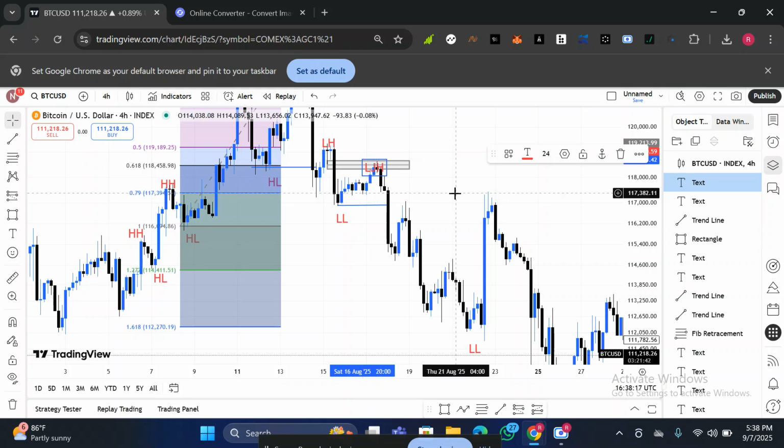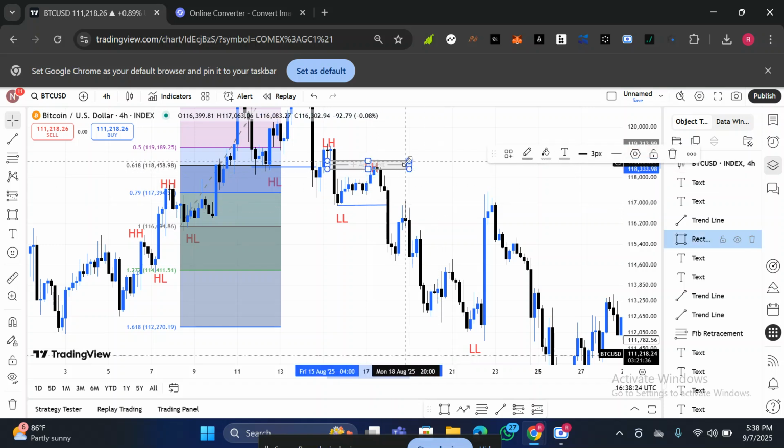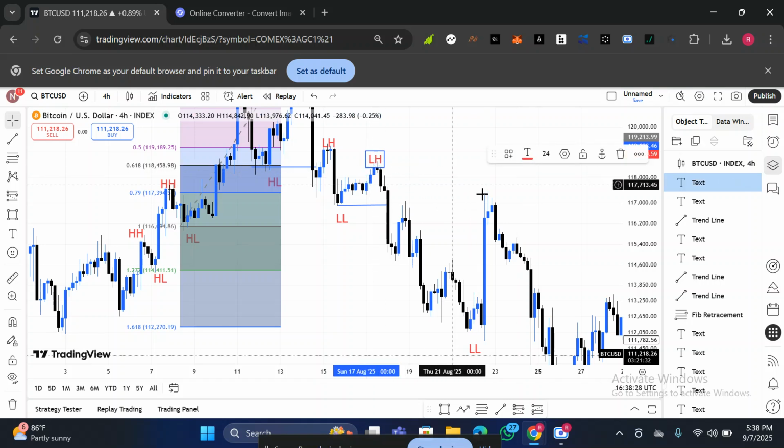As simple as that, there's no two ways around this. The market can always move like this. It's left for you to identify what the market is currently doing. So let me just quickly remove this here. All right, it's left for you to identify what the market is currently doing.